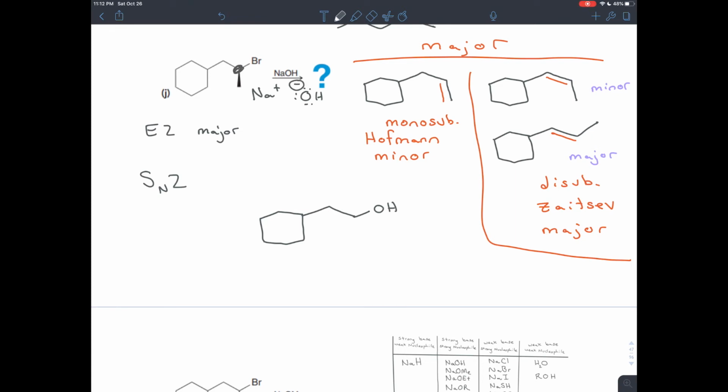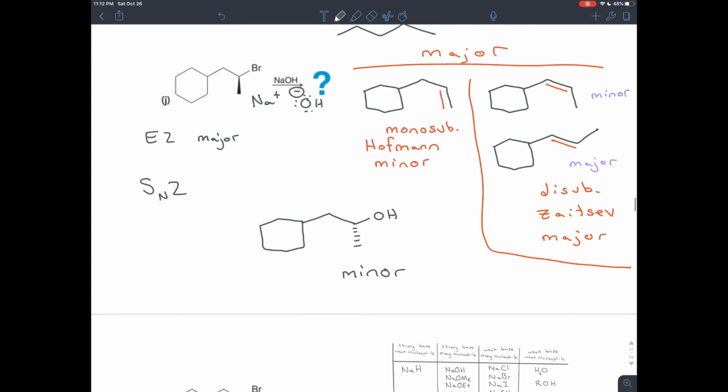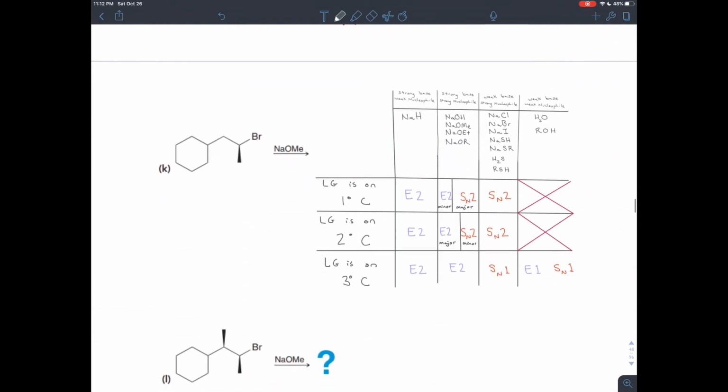In addition to that, we have a chiral center here. And when you do an Sn2 mechanism, you get inversion of configuration. So the solid wedge will turn into a dashed wedge, and that will be the minor product. So altogether in this reaction, you would get four products total. Those products are the ones that we've drawn here, using a lot of cumulative knowledge. This is all the knowledge we've gained in the last 2 chapters.